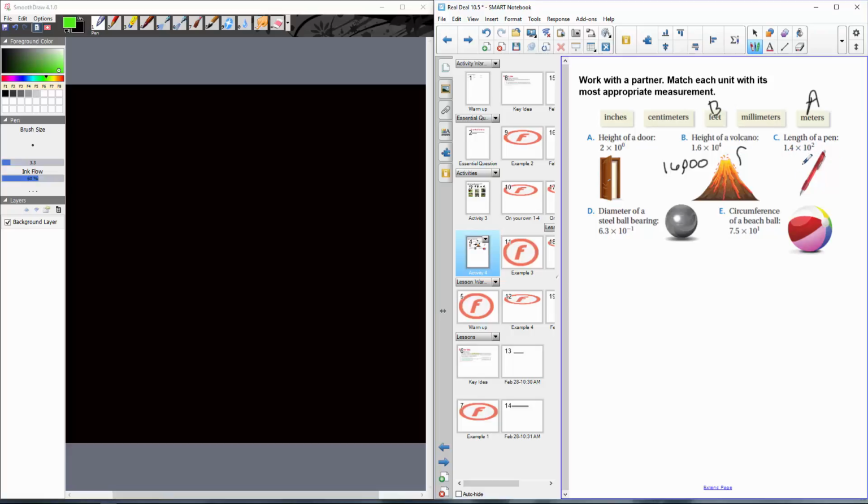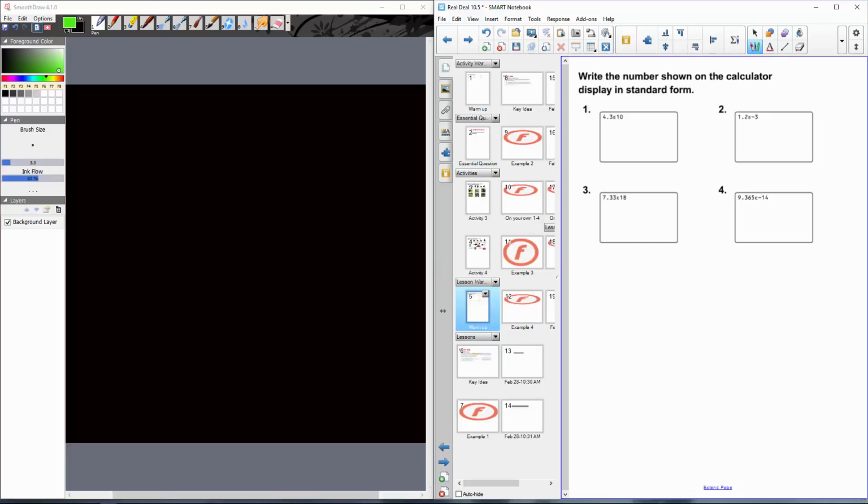For this one here, I have a length of a pen, which is 140, because I have to move this over 2 spots, so it'll be 140. Probably millimeters, so C. For the ball bearing, I will say centimeters, so that will be D. And then finally, this will be the beach ball, which is the circumference, the distance around.